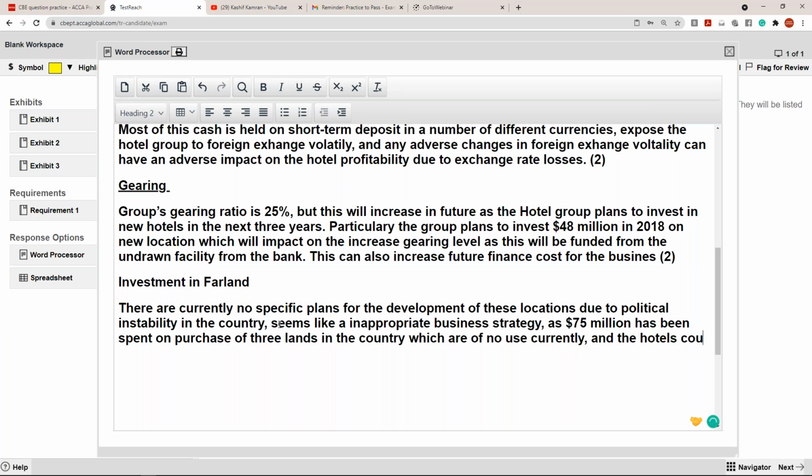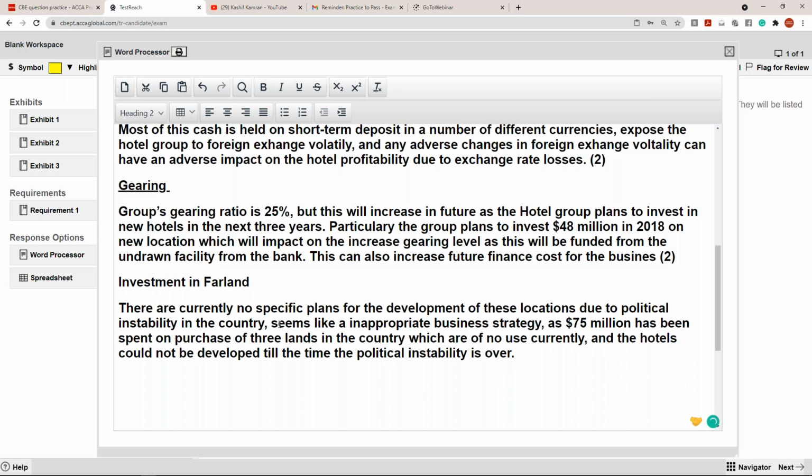the hotels could not be developed till the time the political instability is over. So you cannot develop the hotels, right, till the time the political instability is over. So it seems like an inappropriate business strategy. Why have you invested in a country where there was political instability? So should we question the strategy?